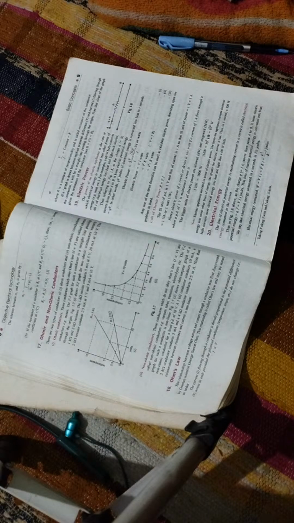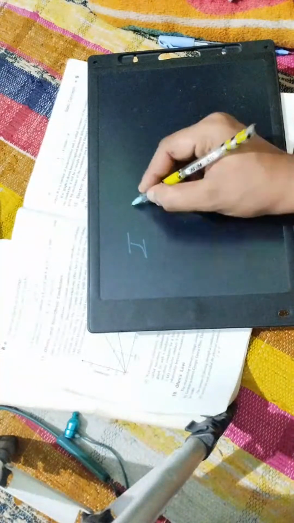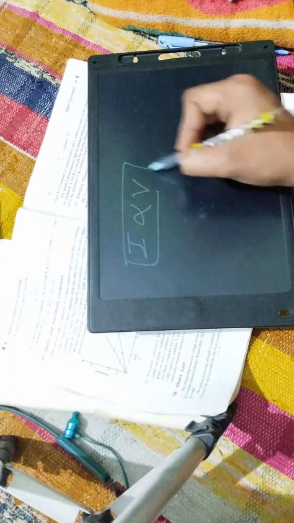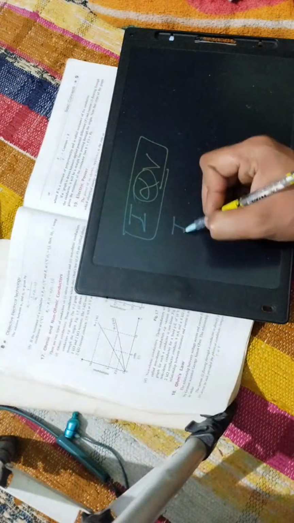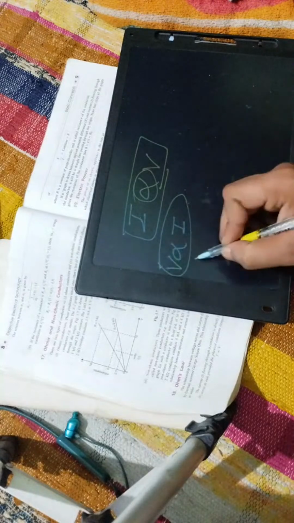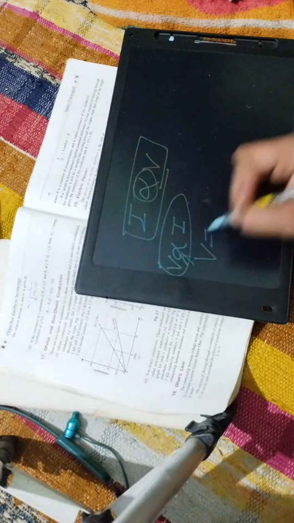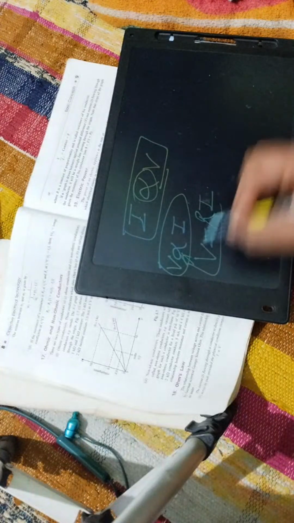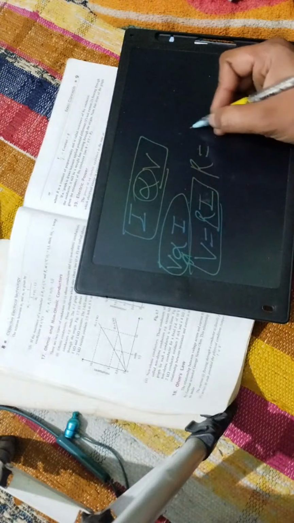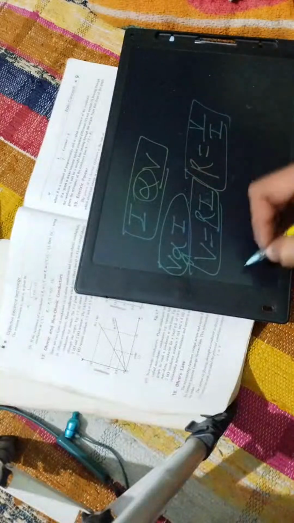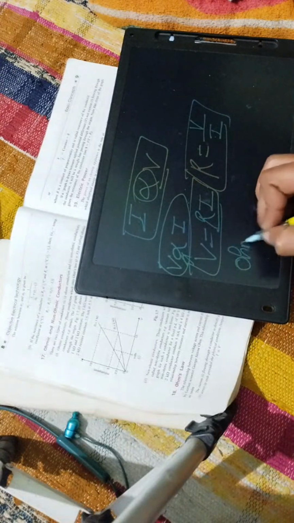Ohm's law: the current flowing through a conductor is directly proportional to the potential difference across its ends, provided the physical conditions like temperature and strain do not change. Then I is proportional to V. V is directly proportional to I, and V upon I is a constant, R. So R is equal to V upon I, and its unit is ohms.